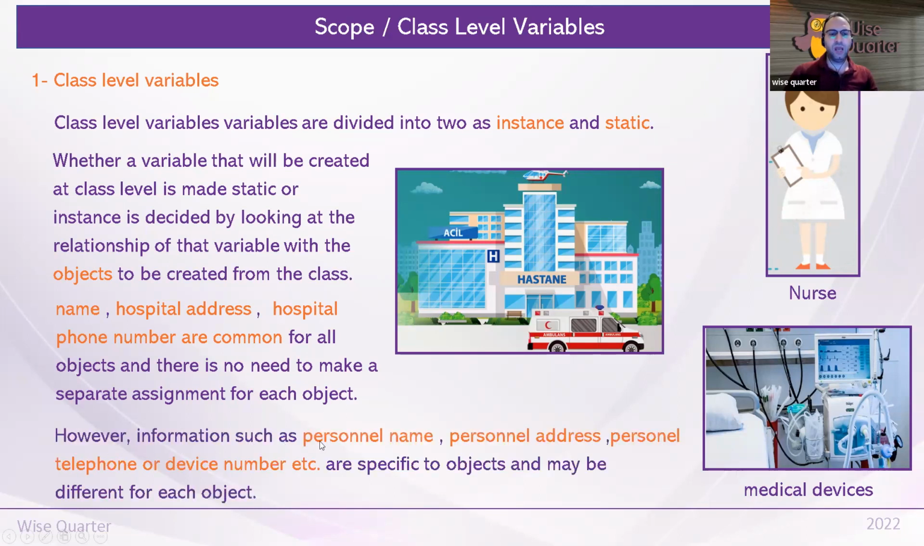As you can see, personal name, personal address, personal phone number will be different for each object. They can be the same, but it doesn't matter here. Most of the time, they will be different. For this kind of thing, you should create them as instance variables.